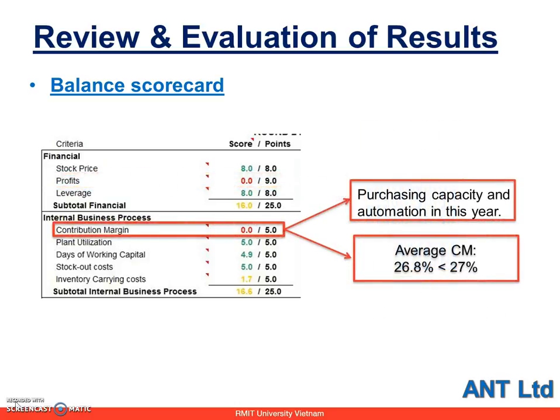In addition, the contribution margin score is 26.8%, still lower than 27%. Although our profits are higher than our expectation, higher costs incurred for purchasing capacity and increasing automation rate lead to low contribution margin of our company.